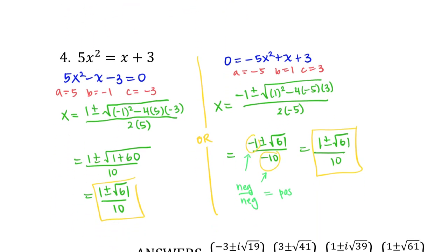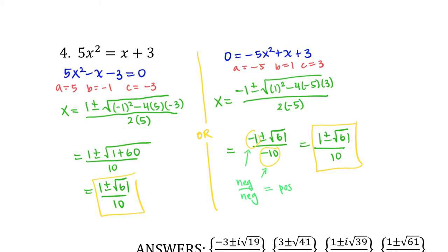Now for 4, I did it 2 ways, because I could see why you might do it one way or the other. Okay, I like to keep my x squareds positive, so I minus the x and I minus the 3 to the left, which gave me this. When I do that, I get 1 plus or minus the square root of 61 over 10.